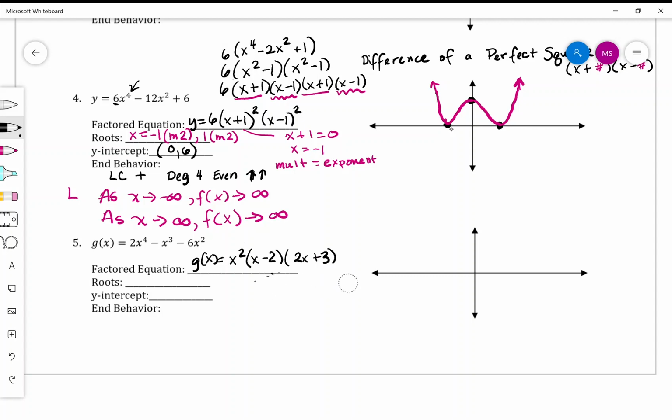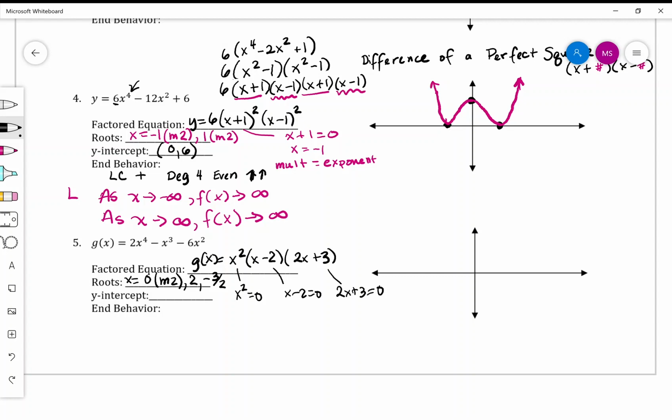I'm going to go ahead and erase this. Okay, so our roots, we're going to set each part wherever we see x equal to 0. So this part right here, set it equal to 0. Because it has an x. This part right here, set it equal to 0. This part right here, set it equal to 0. And then all you're doing is solving for x. All right, so x equals 0 has a multiplicity of 2 because it has an exponent of 2. All right, and then we have positive 2 and negative 3 over 2. Those are our zeros.